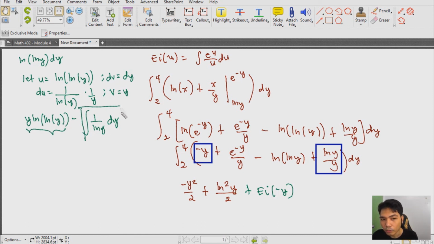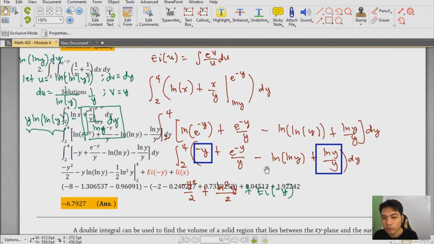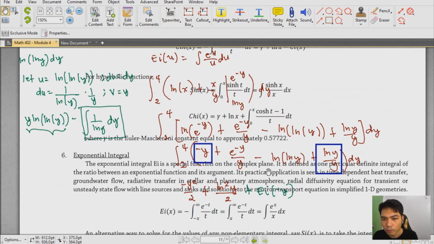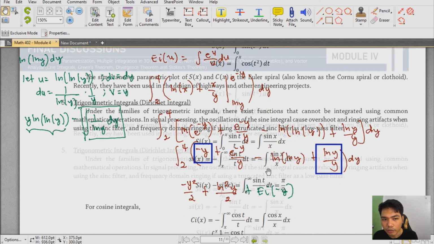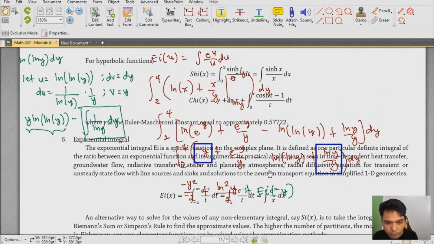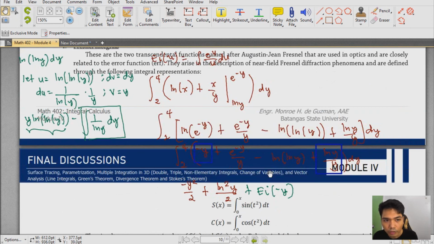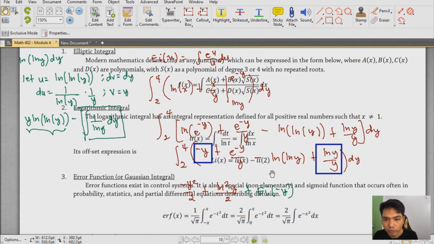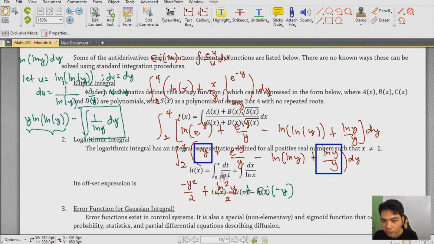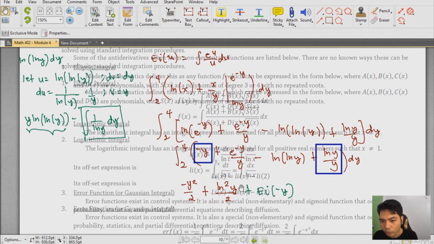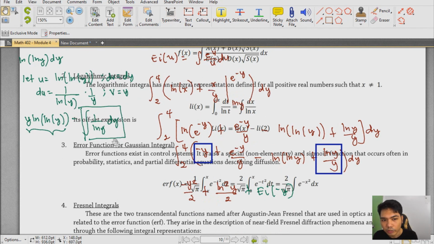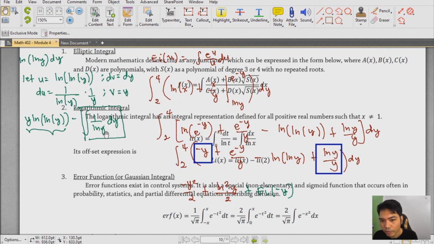Pero remember, this 1 over ln of y dy is actually an expression of li of y. So you can go back here. So pwede nyo siya laging i-check, and then you can see it from here na, ano ba yun? Logarithmic. Pasensya na, medyo magulo na to. Ayun, dt over ln of t or dx over ln of x is actually li of x. So having the same expression as your dy over ln of y, so therefore this is your li of y.